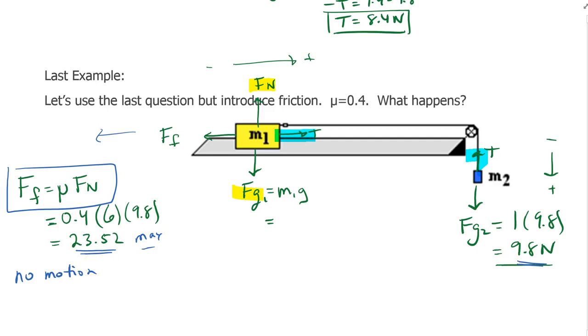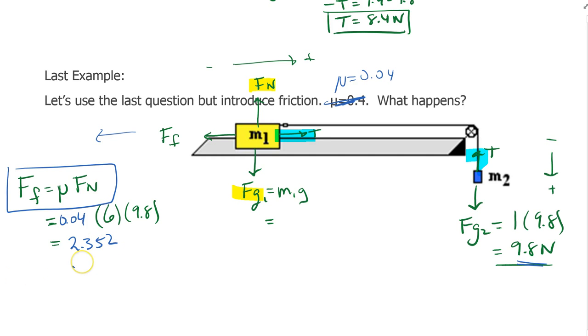So why don't we change this question? We're going to change this question so we can actually solve it, where we can have a more exciting result than no motion. So here's what I propose. Let's change mu to 0.04, because if we're going to only have a 1 kilogram mass here and a 6 kilogram mass there, and we still want things to move, let's do that. So this 0.4 becomes a 0.04, and then this 23.52 will turn into a 2.352.